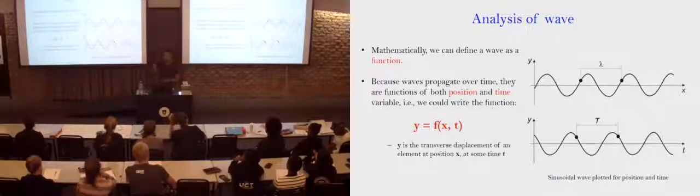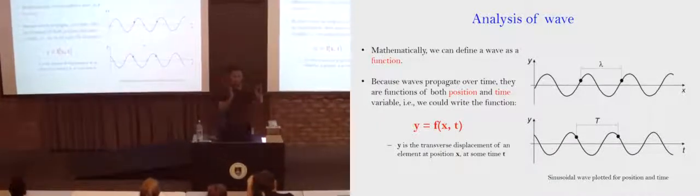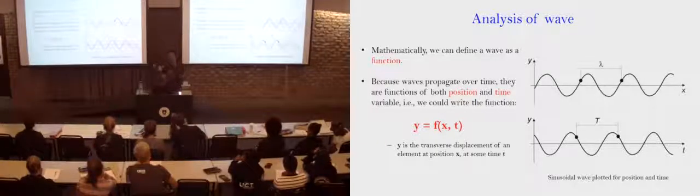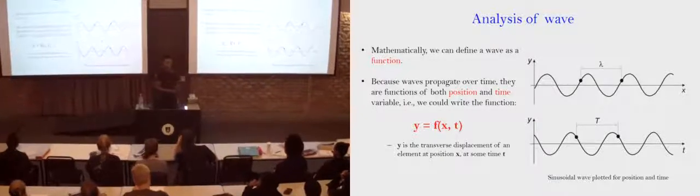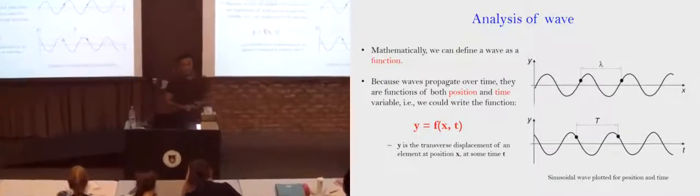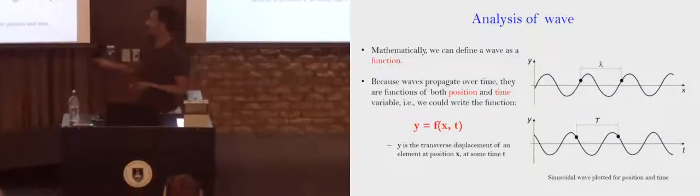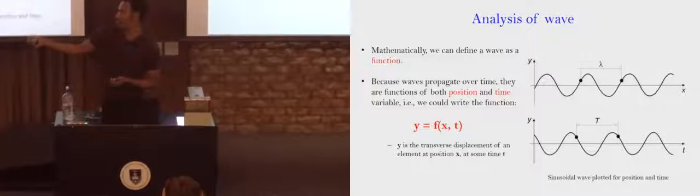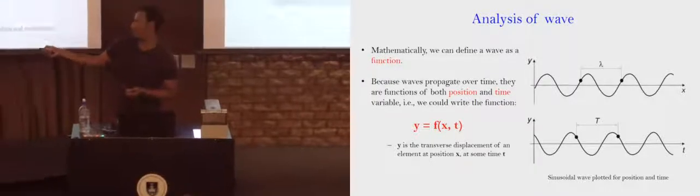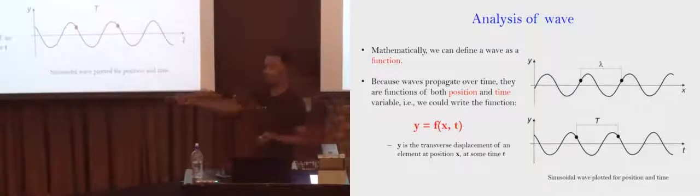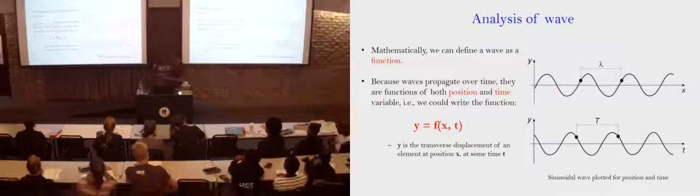As the wave propagates, it will propagate through space. That means the position where the wave will be at time t equal to 0 will be different at t equals to some value. So it is dependent on two variables, position as well as time. So it can be explained in terms of a function which is y equivalent to f of x,t, where y is the amplitude of the wave at position x and time t.